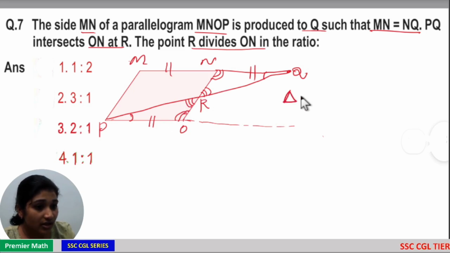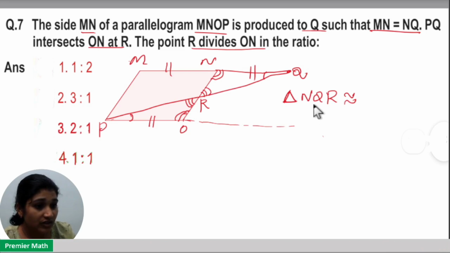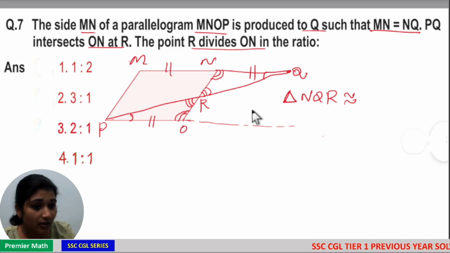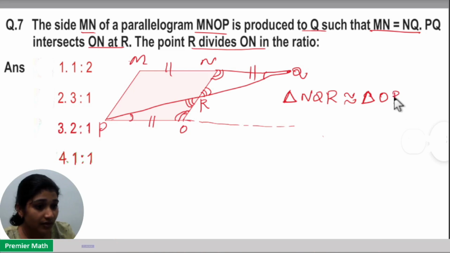So triangle NQR is similar to, now letter representation is very important. So write the corresponding angles with respect to NQR. Here if you look at angle N, it is equal to angle O. So write the letter O first. Now angle Q is equal to angle P. So write the letter P second. Now we have R here.